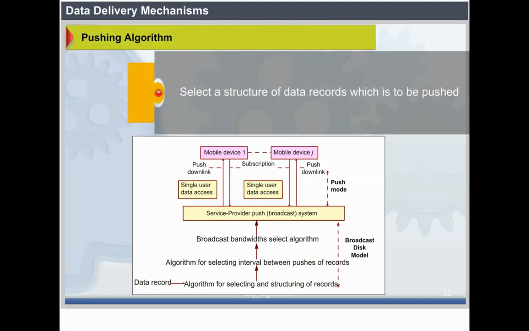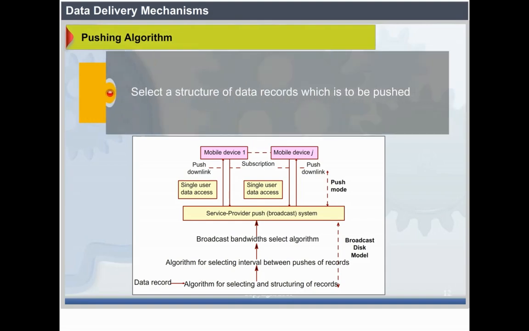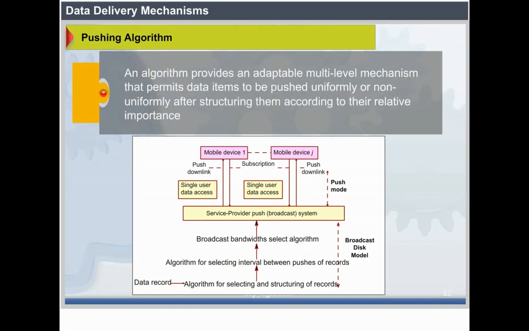Pushing algorithm. Select a structure of data records to be pushed. An algorithm provides an adaptable multi-level mechanism that permits data items to be pushed uniformly or non-uniformly after structuring them according to their relative importance.